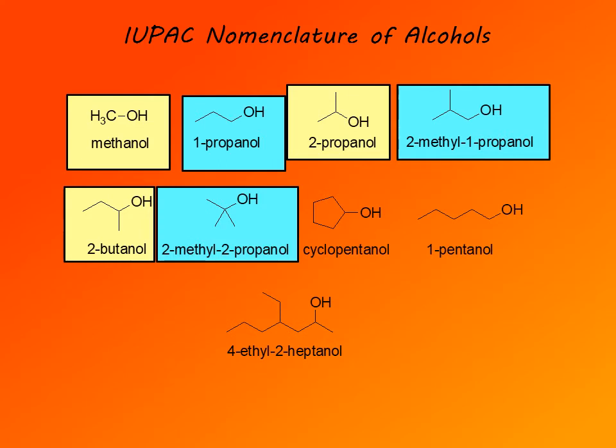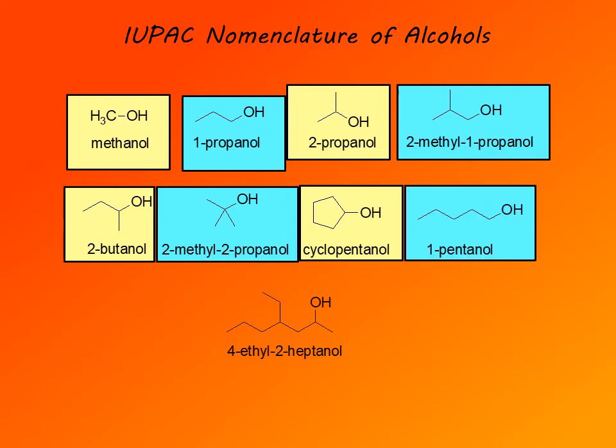This is 2-methyl-2-propanol. The OH group is on the second carbon, and there is also a methyl substituent on the second carbon. Cyclopentanol, so a cyclic ring with 5 carbons, so cyclopentanol. This will be 1-pentanol, and one more example of naming a little bit more complex alcohol, so 4-ethyl-2-heptanol.